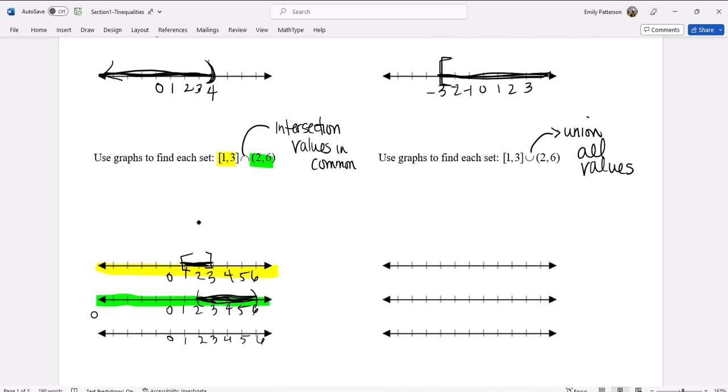So I can't say there's any values at 1, because 1 is in the yellow line but not in the green. I can't say there are common values at 6, because 6 is in the green but not in the yellow. But if we notice, the only times where they both have values is on the lines between 2 and 3.